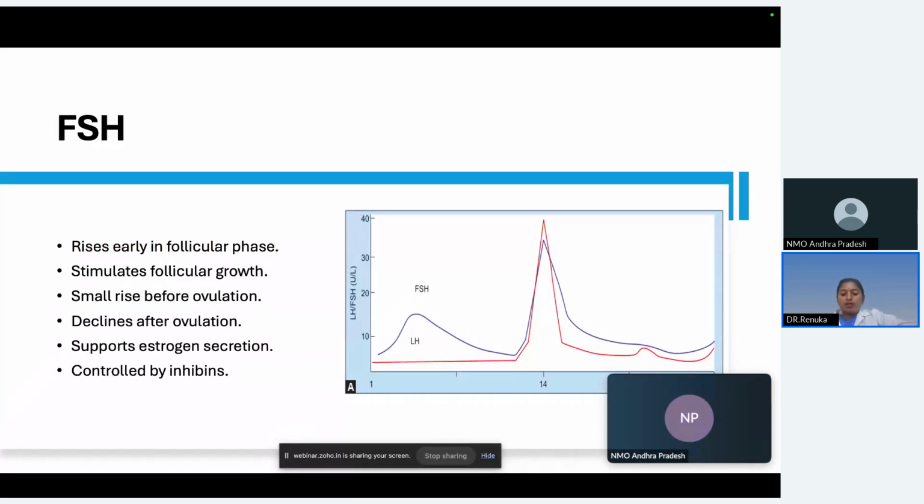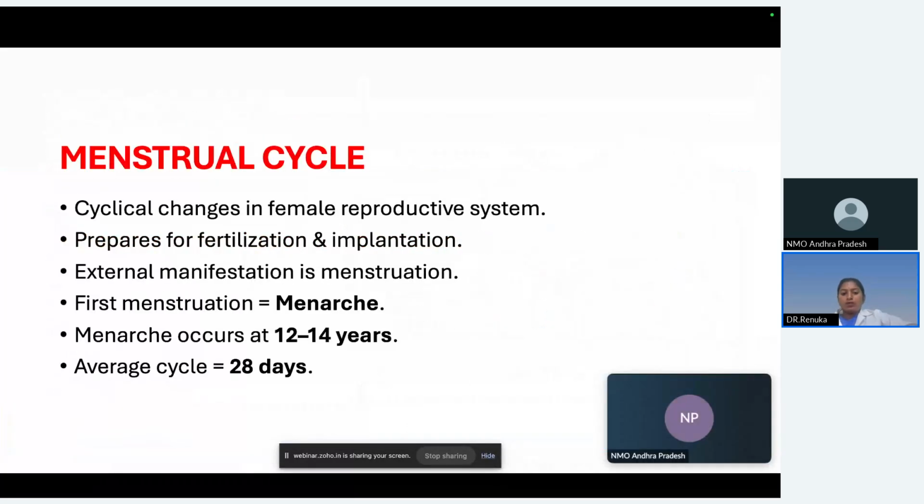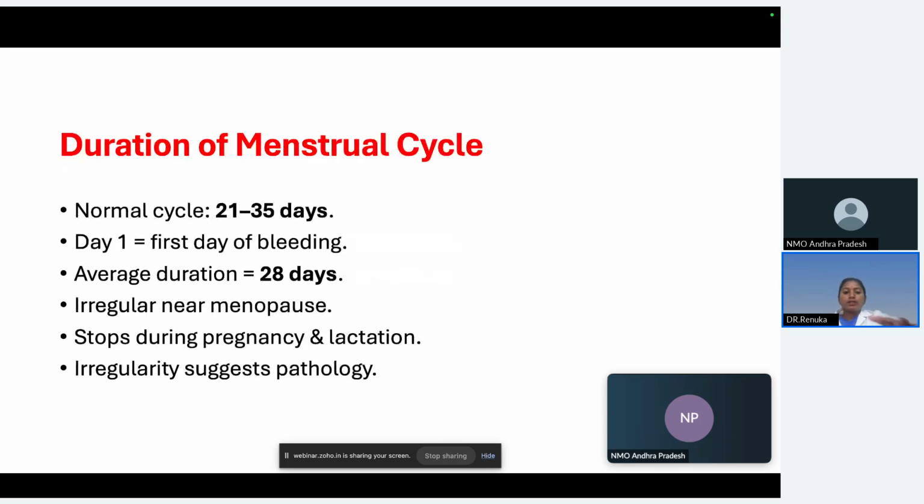Okay. We will just revise very quickly. Menstrual cycle definition, I don't want to repeat. It starts at 12 to 14 years, which is menarche. The average cycle is 28 days. The normal duration of the menstrual cycle is 21 to 35 days, and the average is 28 days. Day 1 is the first day of bleeding. We have read all this.